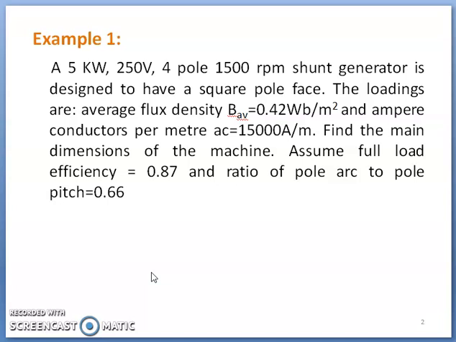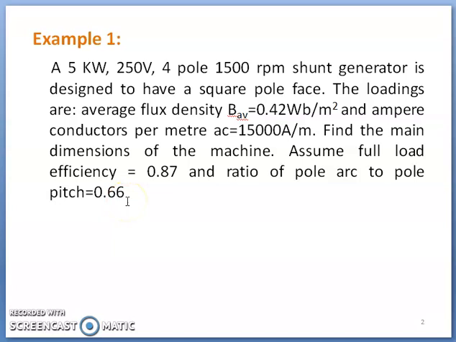Okay, let me take example 1. I read this example, then we will proceed for the solution. A 5 kilowatt 250 volt 4 pole 1500 rpm shunt generator is designed to have a square pole face. The loadings are average flux density B average is 0.42 Weber per meter square and ampere conductors per meter AC is 15,000 ampere per meter. Find the main dimensions of the machine. Assume full load efficiency 0.87 and ratio of pole arc to pole pitch 0.66.